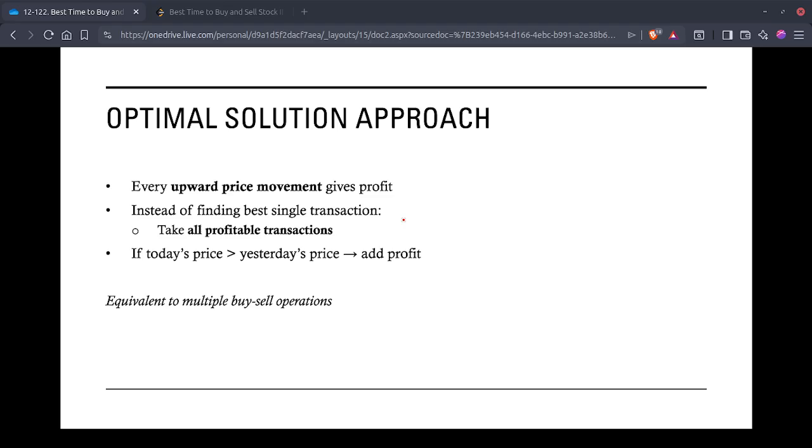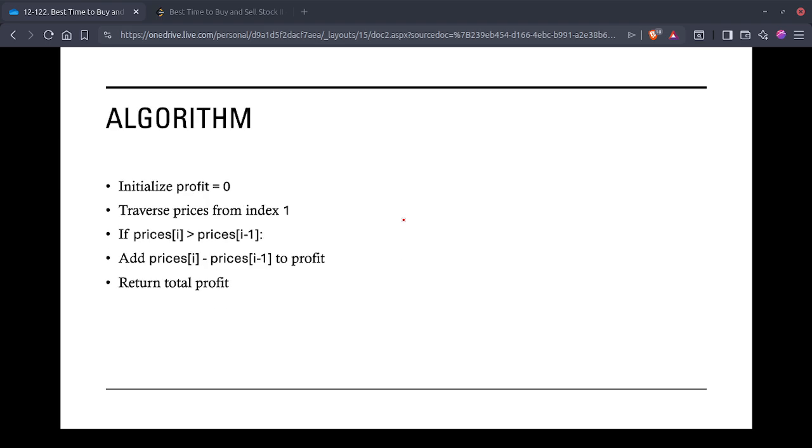Here is the key observation: if price is going up, we make the profit. If price is going down, we do nothing. Instead of finding one big transaction, we take all the small profits, and this works because multiple small profits together give the same result as one big transaction. So this idea is the heart of this problem.